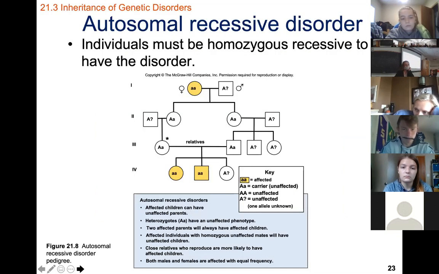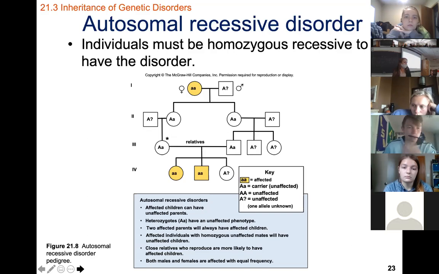Now we have different patterns of inheritance. Patterns of inheritance mean how things are passed down. Some things are passed down on your autosomal chromosomes. Your autosomal chromosomes are your normal chromosomes, all of them but your sex chromosomes. You've maybe heard of your X and Y chromosome, or your X and X chromosome, determining the sex of an individual. This autosomal word means all of your regular chromosomes, the opposite of sex-linked. So you can have an autosomal chromosome and a sex-linked chromosome. Then we have the type of disorder, so you can have autosomal recessive or autosomal dominant.